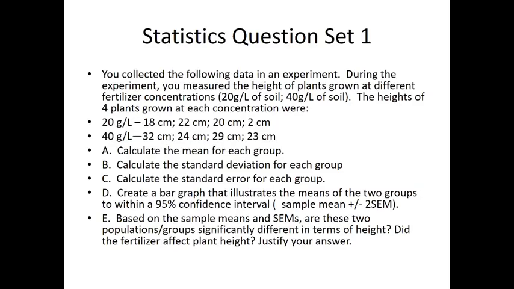So far we've completed part A. We calculated the mean for each group. We've also completed calculating the standard deviation for each group. We've also calculated the standard error for each group. The next thing we're asked to do is create a bar graph that illustrates the mean of the two groups to within a 95% confidence interval. And that means plus or minus 2 standard errors of the mean. So let's go to a graph.